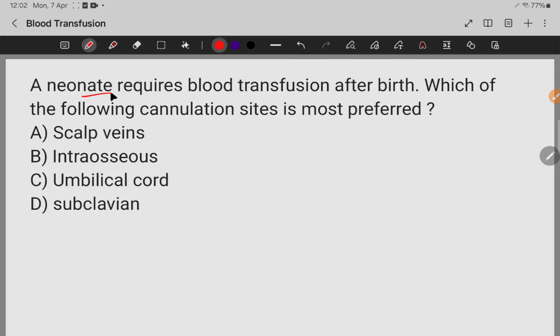So next question, there is a neonate who requires BT, okay, after birth. Which of the following cannulation sites is most preferred? So now you have to see that the condition is related to the neonate. So in a neonate, the most appropriate cannulation site is the umbilical cord. Okay, no scalp veins, no intraosseous, no subclavian, but umbilical cord.